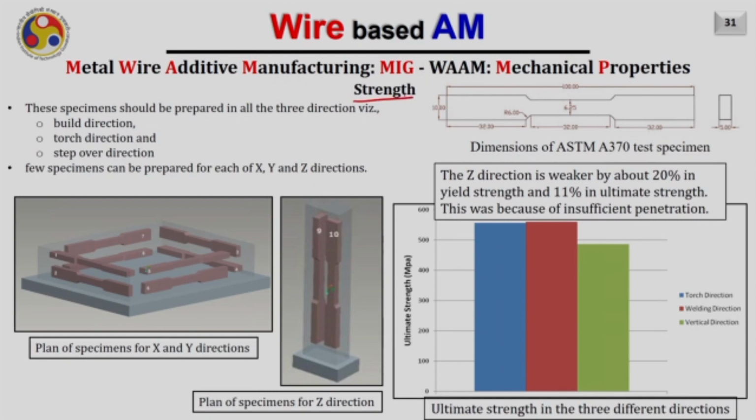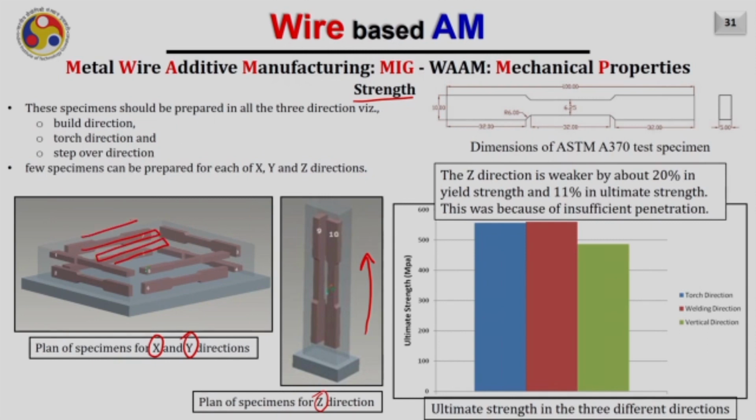Another mechanical property is usually the strength of the part. When we build the part by wire arc additive manufacturing, we prepare the specimens in two directions, that is the X direction and the Y direction in the XY plane, and we also prepare samples along the Z direction, where the Z direction is the build direction. The X direction is nothing but the direction of the torch along which you are depositing. So for example like this.